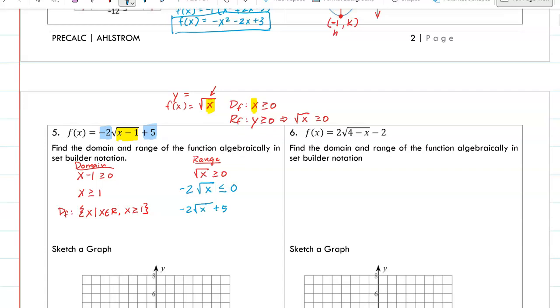And I could change this to an x minus 1. It doesn't change anything. Let me go ahead and rewrite this. X minus 1. That radicand only changes the domain. So negative 2 square root of x minus 1 plus 5. I'm going to do a plus 5 on both sides. So the entire y has to now be less than or equal to 5. So my range of the function is going to be y such that y is an element of all real numbers, and y has to be less than or equal to 5.